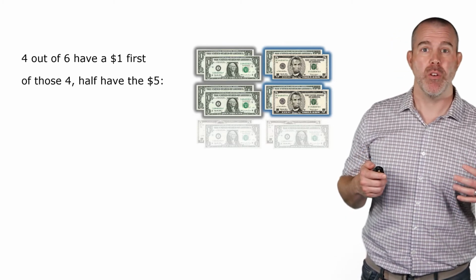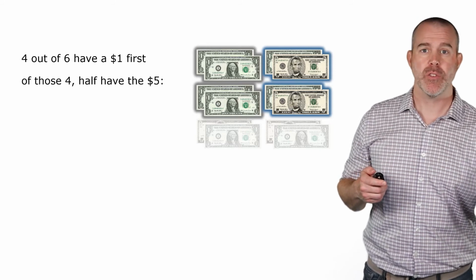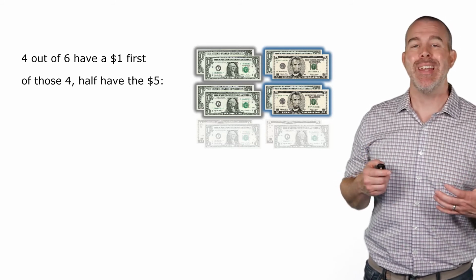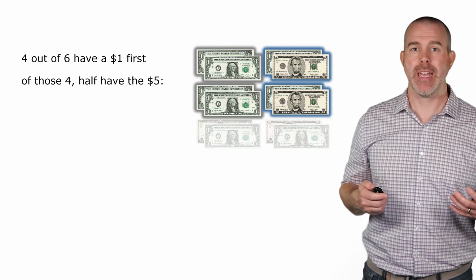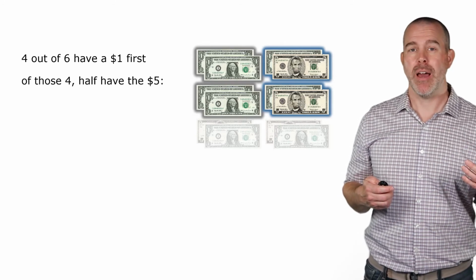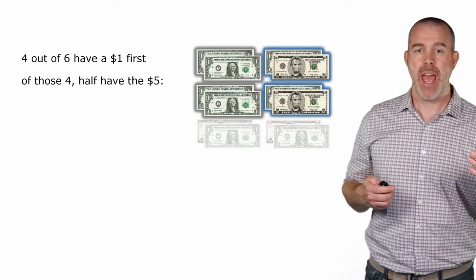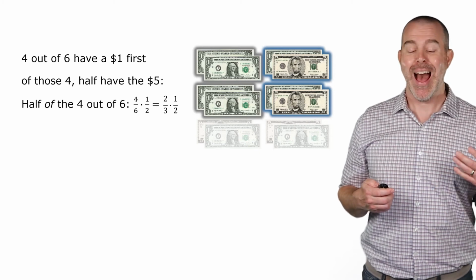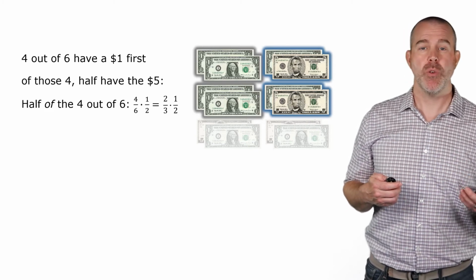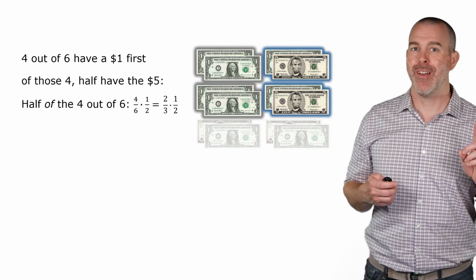So we need both of those. We need the $1 bill to be first, and then of those, we need the $5 bill to be second. So we're actually multiplying these. We're taking 4/6, and then we're multiplying that by a half. So we really have 2/3 times 1/2.